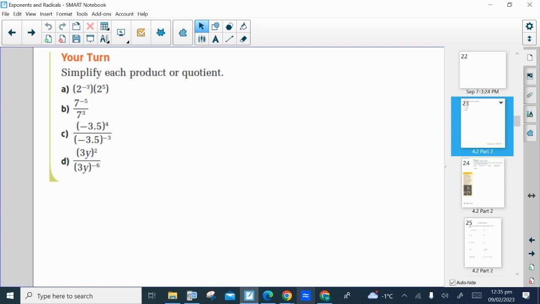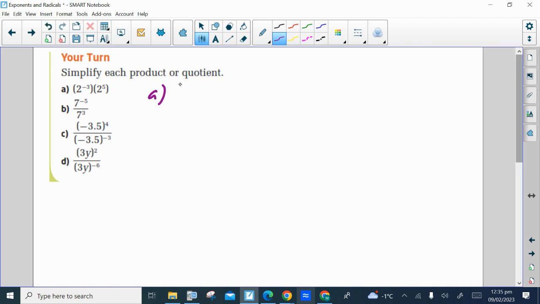The question says, simplify each product or quotient. In the first one, 2 to the negative 3 times 2 to the 5. You're multiplying powers with the same base. The law says you add the exponents and you keep the base the same. Remember, we said that you use the other laws first. If at the end you end up with a negative exponent, then you deal with it then. But it's always good to wait till the end, because in this case, when you add the negative 3 and the 5 together, you actually get positive 2. So you no longer have a negative exponent once you use the product law.